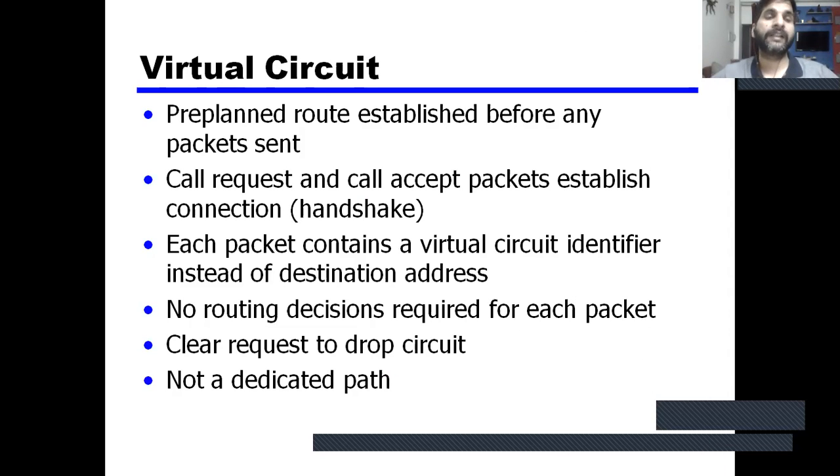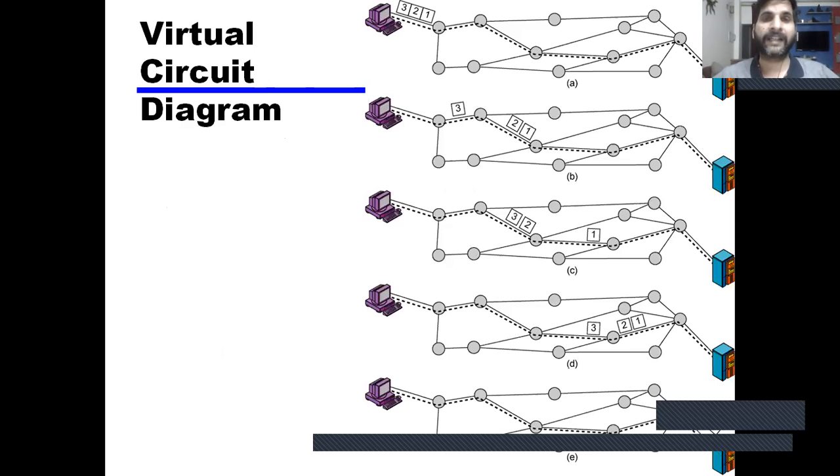Now next, virtual circuit. In a virtual circuit, a pre-planned route is established before any packet is sent. The next category of packet switching is the virtual circuit. The route between sender and receiver is established before the data is sent. Call request and call accept packets establish the connection, like a handset. Each packet contains a virtual circuit identifier instead of the destination address. No routing decision is required for each packet. A clear request drops the circuit; it is not a dedicated path.